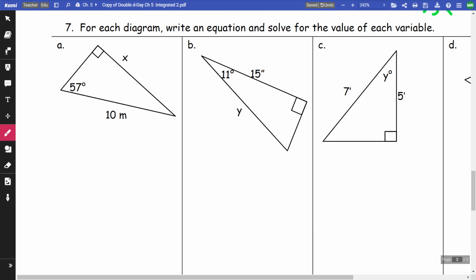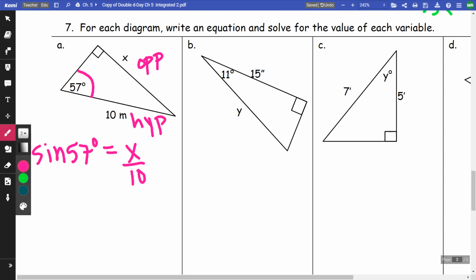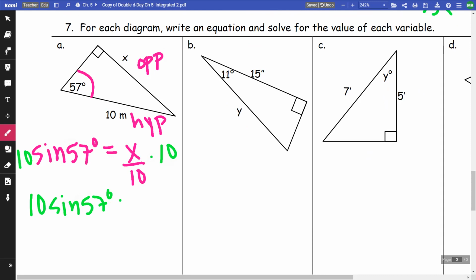And for these ones, you want to make sure when we're doing these on our calculator that your calculator's in degrees. If I'm doing it from the 57 degrees, this is going to be opposite. This is going to be hypotenuse, so this is going to be sine. So I'm going to do sine of 57 degrees equals x over 10. I am going to multiply this side by 10 and this side by 10. So I'm going to have 10 sine of 57 degrees equals x. I'm going to put that into my calculator.